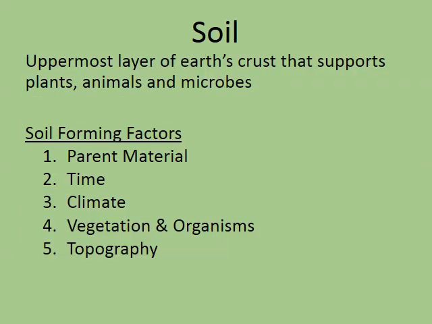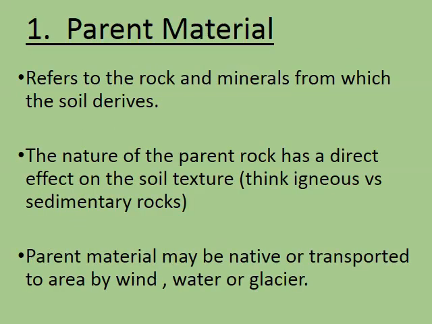So when we're talking about soil, it's the uppermost layer of the Earth's crust, and there are 5 different main factors of how soil forms. First is your parent material. This is the rock and the minerals that are actually giving way to this soil.